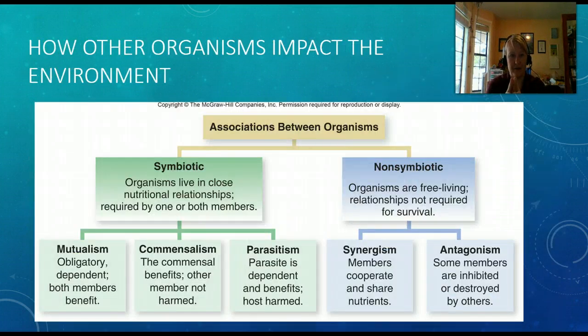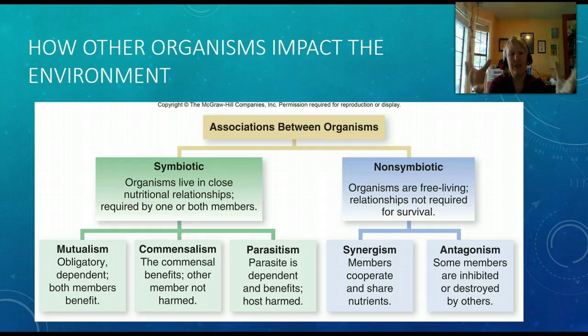Our last environmental factor is other organisms. Just like how you don't want to necessarily move in somewhere based on the neighborhood, same thing goes for microbes. They will look around, see what's going on in the neighborhood, and decide what they're going to do from there. We have two types of associations with microbes in the microbial world. We have the symbiotic and the non-symbiotic. Symbiotic relationships, we almost always think that they're always helpful, but that's not always the case. Symbiotic just means that organisms live in close nutritional relationships and require one another or both members.